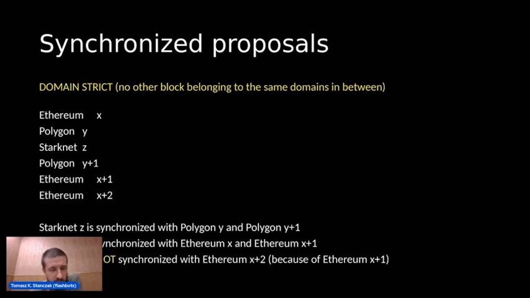The domain strict is probably closer to how I would think about it. It says that everything is synchronized as long as there are no other blocks belonging to the same domain in between. So I'm saying here that, for example, Ethereum X with Starknet Z are actually synchronized even though there is block Polygon Y in between, because I don't care about the domains outside of the domains that I'm considering in my cross-domain proposal, my synchronized proposal promise. But I would say that Polygon Y is not synchronized with Ethereum X plus 2 here.